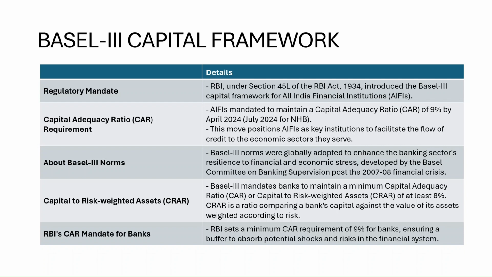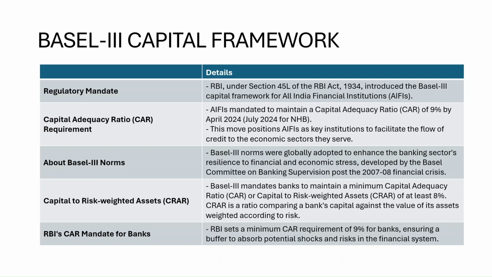Now let's understand the broader context of Basel III norms. So these norms were adopted globally by financial regulators to enhance the banking sector's resilience to financial and economic stress. They were developed by the Basel Committee on Banking Supervision in response to the 2008 financial crisis. Now, a key requirement under Basel III is the maintenance of a capital to risk-weighted asset ratio or the CRAR of at least 8%. CRAR is a ratio that compares the value of a bank's capital or net worth against the value of its various assets, right? And it is weighted according to the risk of lending as well.